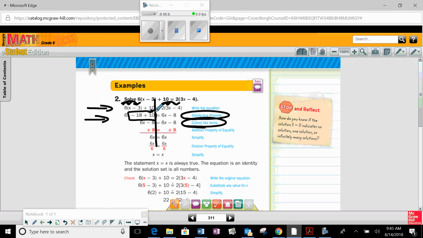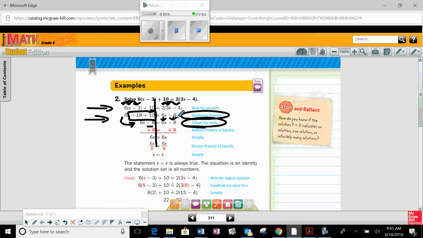So I have a negative 18 plus 10 gives me a negative 8. Bring down the 6x. Now, look on the right-hand side. Are there any like terms to combine? No. So we just bring down the 6x, bring down the minus 8.